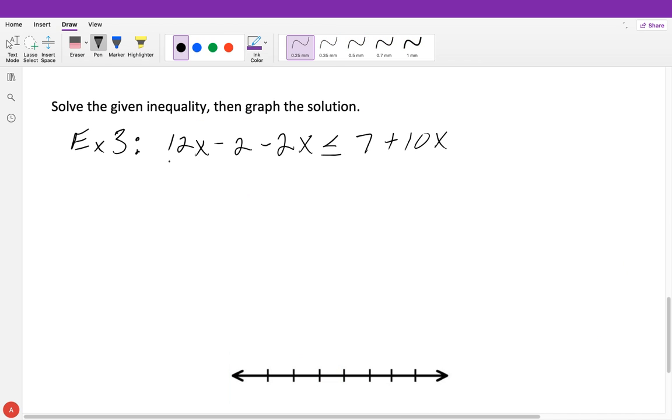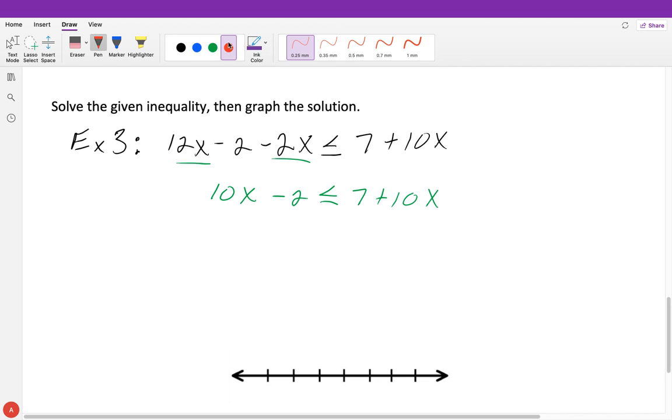All right, so here we have the problem of 12x minus 2 minus 2x is less than or equal to 7 plus 10x. So same thing. When we're solving our equations, we needed to simplify each side of our equation as much as we could, and we do that for inequalities as well. So the first thing I'm going to do is combine my like terms of 12x minus 2x. Since they're on the same side of the inequality, I'm not moving it to the other side, I can just add or subtract them. And 12 minus 2 gives me 10, so now it's 10x minus 2 is less than or equal to 7 plus 10x.